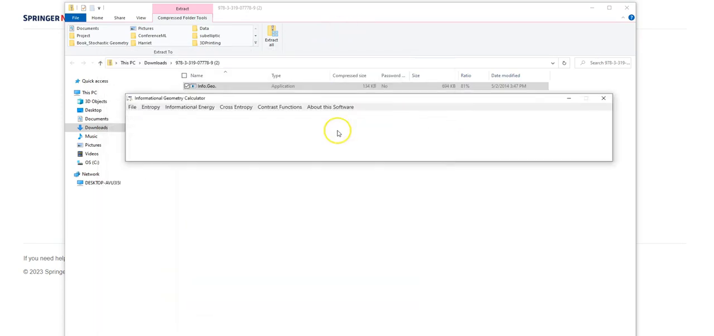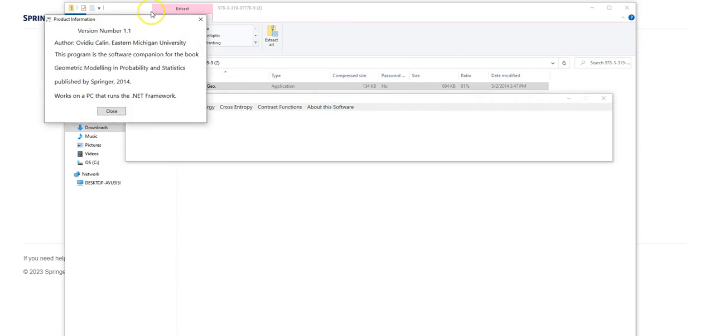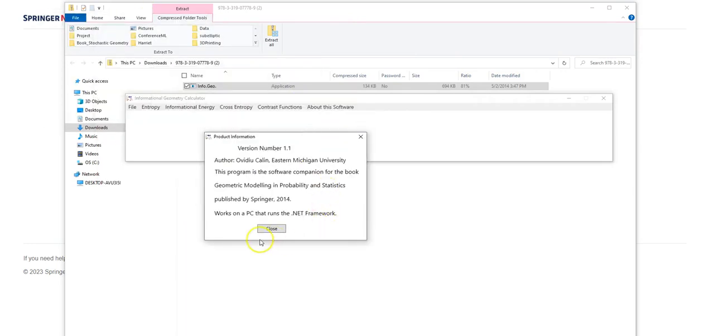Well, that's it. Well, one more thing, this software works as long as you have a PC which has a .NET framework installed, which most of the PCs already come with.